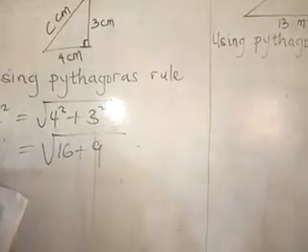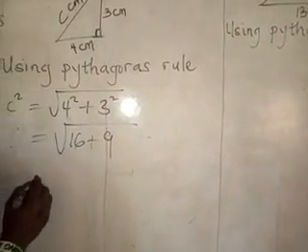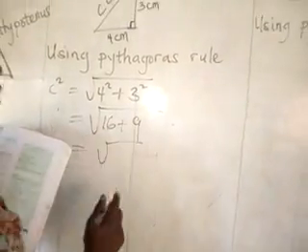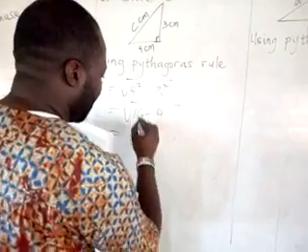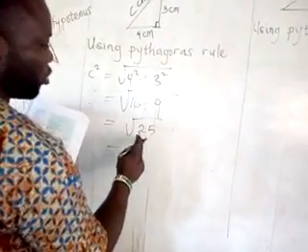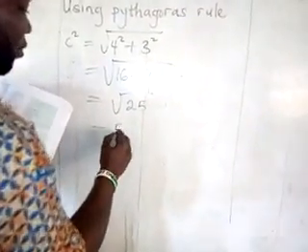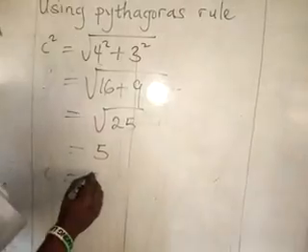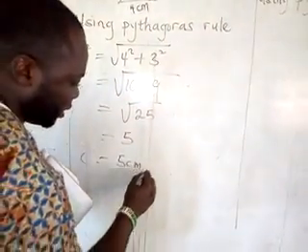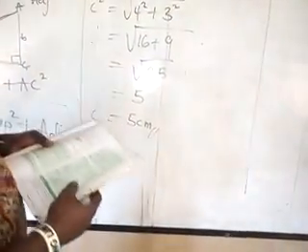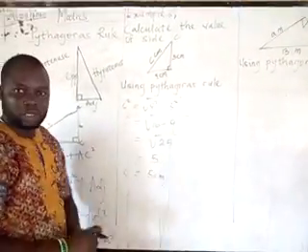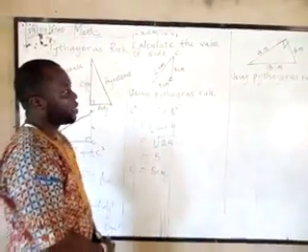9. Is that not? So what's the next thing? Square root of 16 plus 9. That will give us 25. So our hypotenuse equals square root of 25 is what? 5. So we can say that our C equals what? 5 centimeter. So that means our hypotenuse is what? 5 centimeter long. I want to believe this is clear.